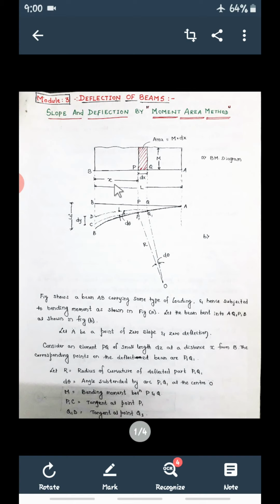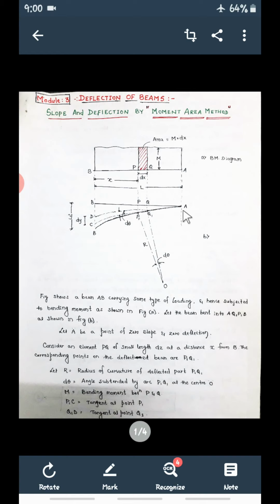Before going into the calculation of slope and deflection, let us derive two important derivations, that are called Mohr's theorems, Mohr's theorem 1 and Mohr's theorem 2. In later stages, we are going to see what these theorems are. So let us take a sketch.